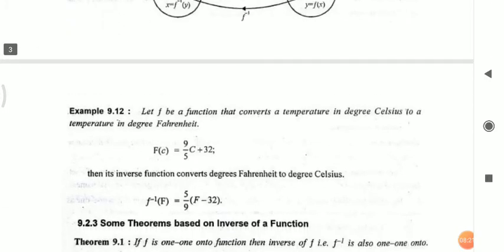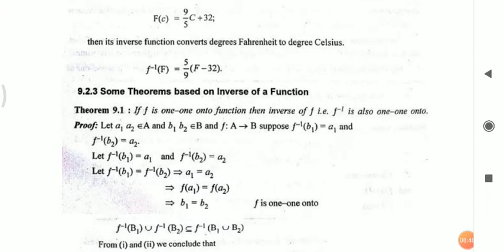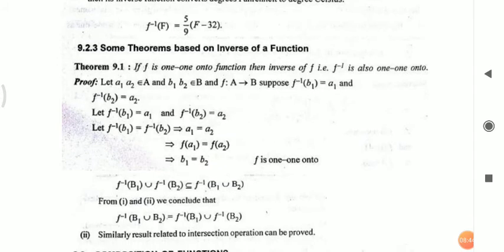This is one example for inverse function, f(c). This is a well-known relation between Fahrenheit and Celsius, and you can see F in terms of C is given, so that C in terms of F will be the inverse function of the above function. One theorem is given: if f is a one-one onto function, then its inverse is also one-one onto. The proof is given for your kind reference.